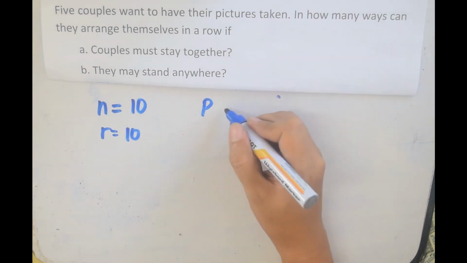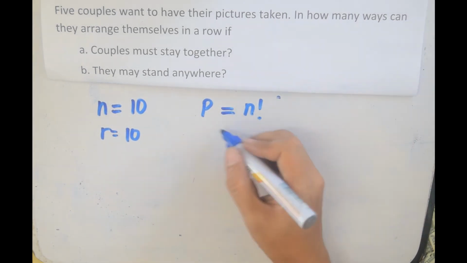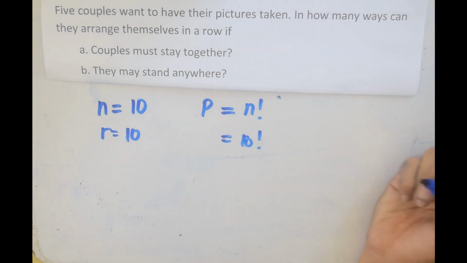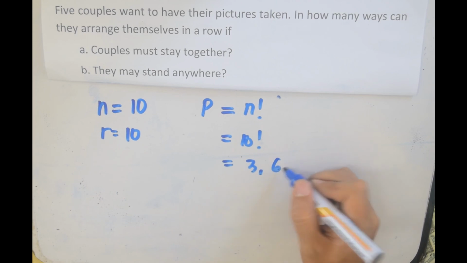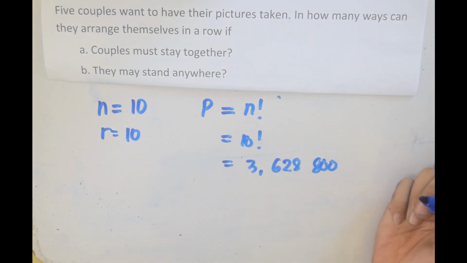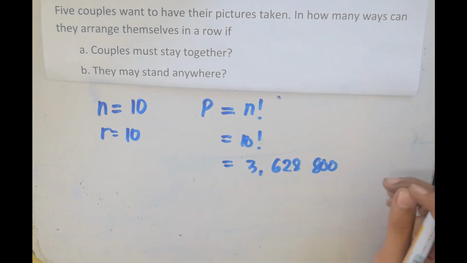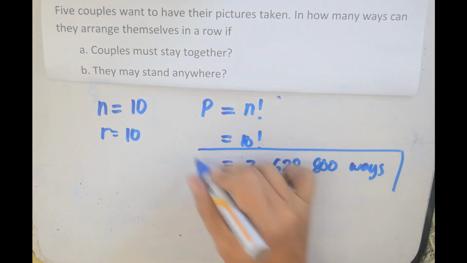Our formula is permutation with n equal to r, which is n factorial. So 10 factorial is 3,628,800. Are you going to multiply it by 2 factorial or whatever? No more, because there is no restriction, because they are going to stand anywhere. So this is now your answer. Okay?